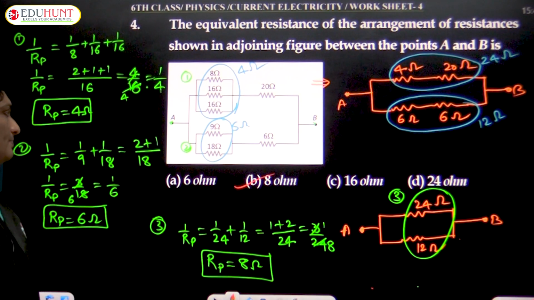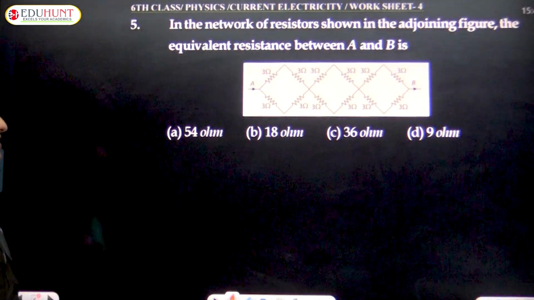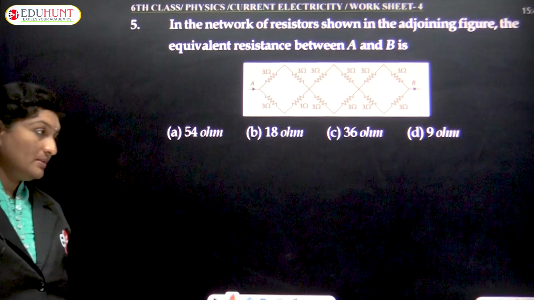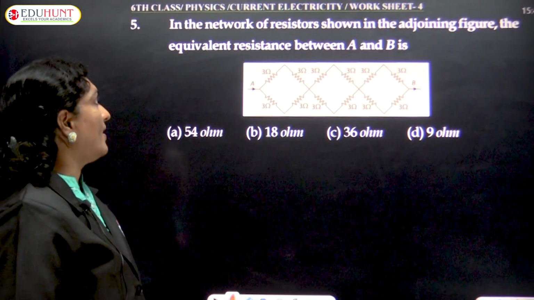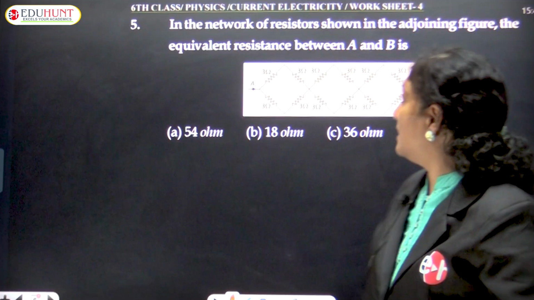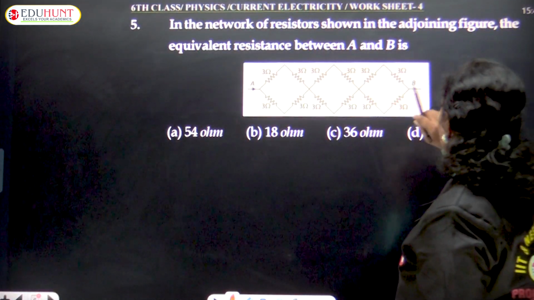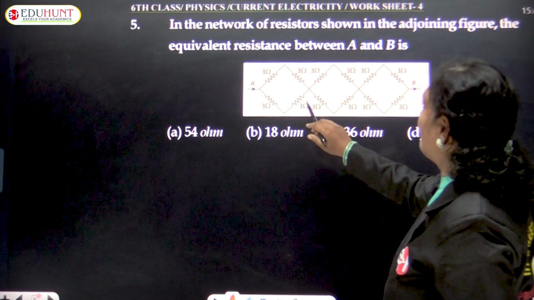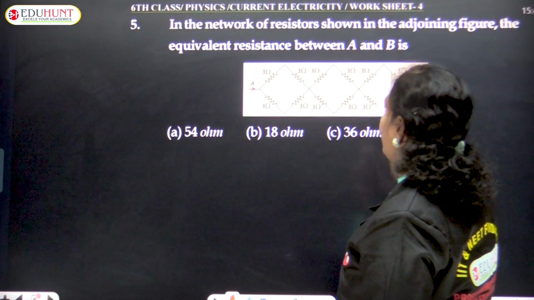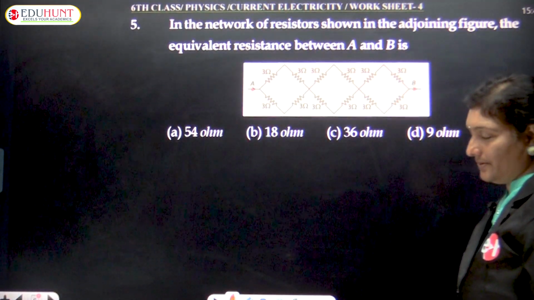So, let us simplify it further. Now moving to the next question, that is question number 5. Again, one more circuit was given, children. You need to simplify this and find the equivalent resistance. In the network of resistors shown in the adjoining figure, you have to find the equivalent resistance between A and B.